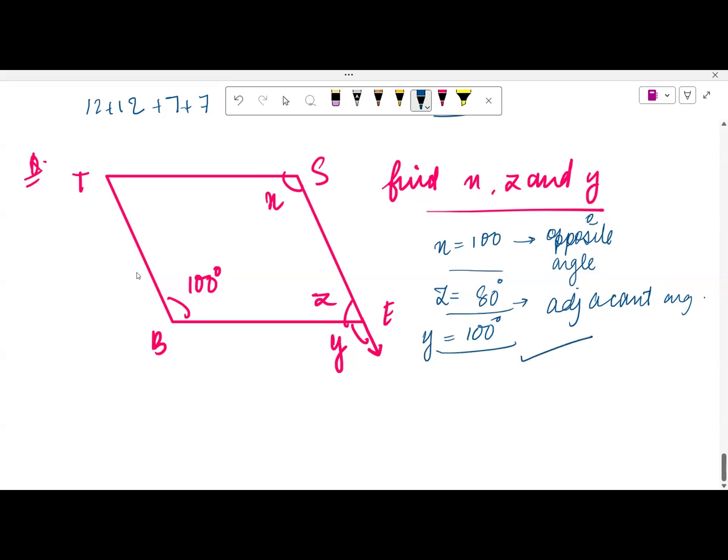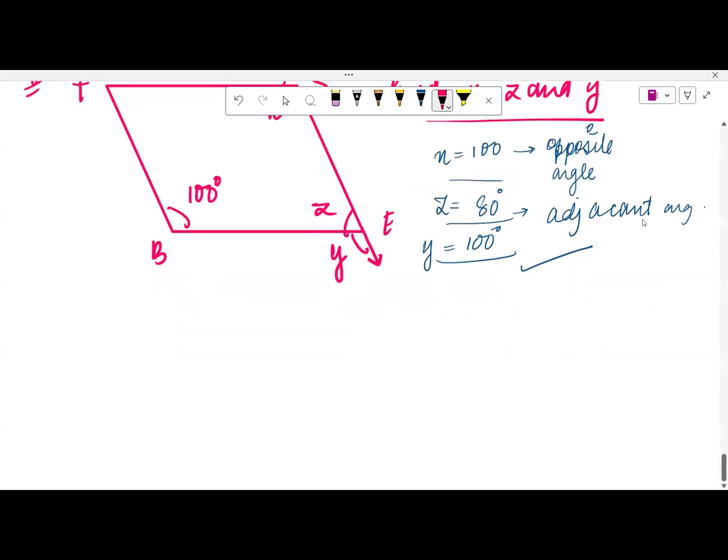That means, are you able to do this? I had a bit of a difficulty in the question, but I think I can do it. Just go through it once and tell me if you have any difficulty, we can still discuss. Ma'am, how did you get 80 degrees?